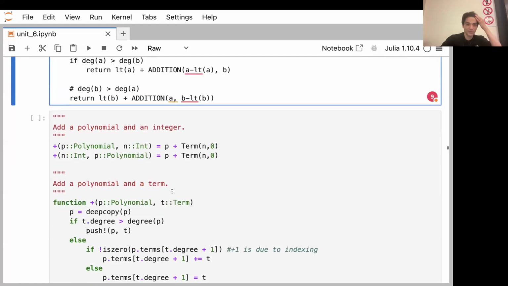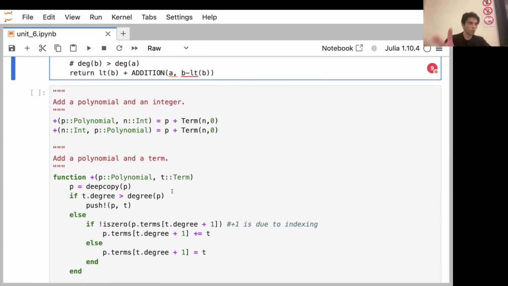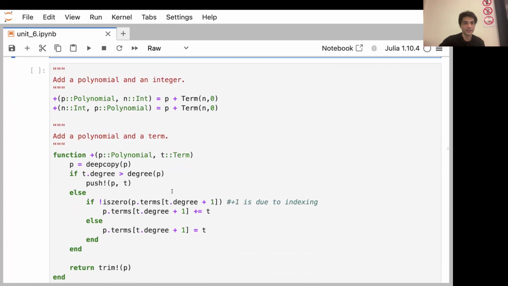Okay, sorry, I've already kept you a minute too long. Let's just look at the actual Julia code that implements addition, and we'll continue from there next time.